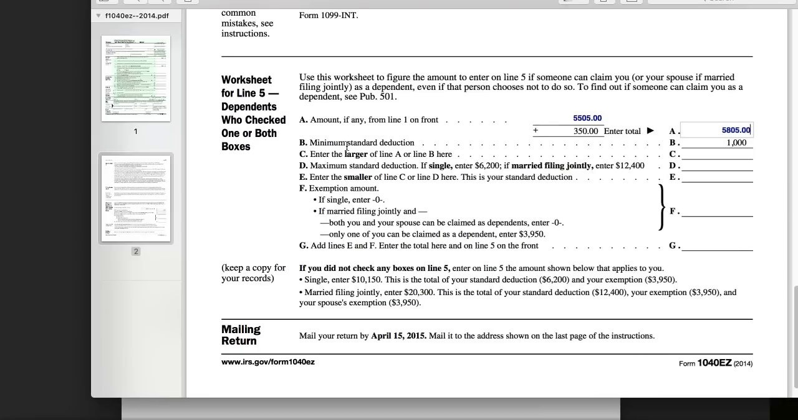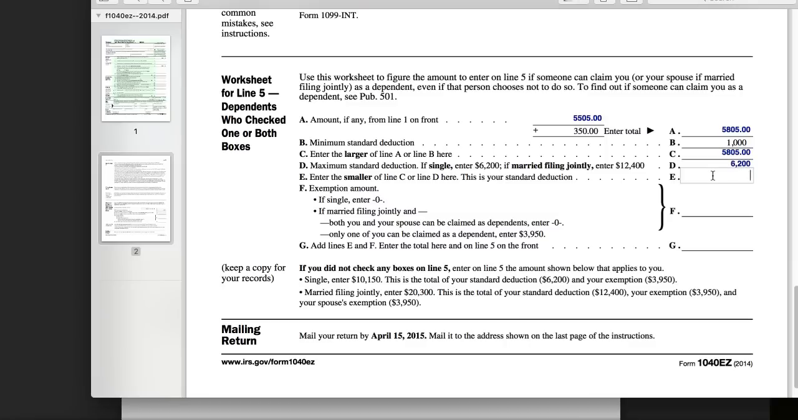And then it gives you the minimum standard deduction. So it says $1,000 there. And then it gives you the benefit of the doubt. So enter the larger one. So you're either going to enter line A or line B. So we're going to enter line A. And then it says maximum standard deduction. So if single, you're going to enter $6,200. If married, filing jointly, you're going to enter $12,400. So we're going to go ahead and enter $6,200.